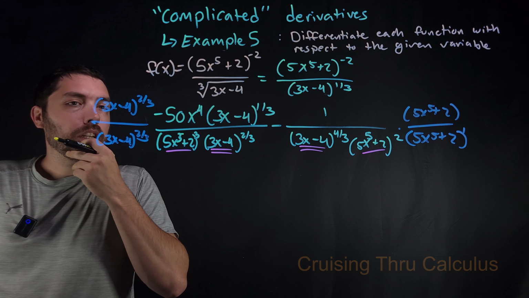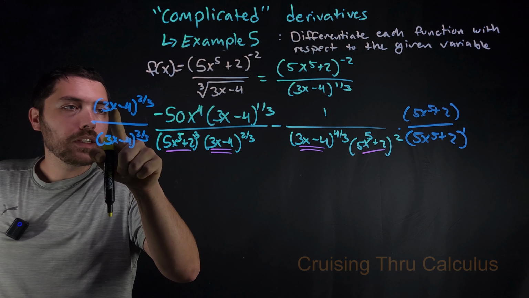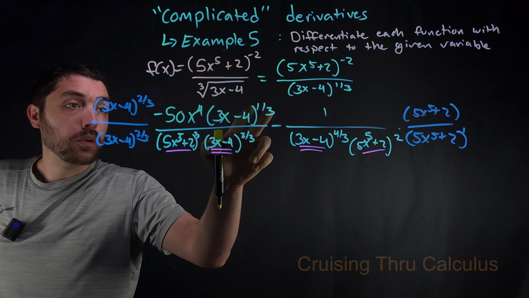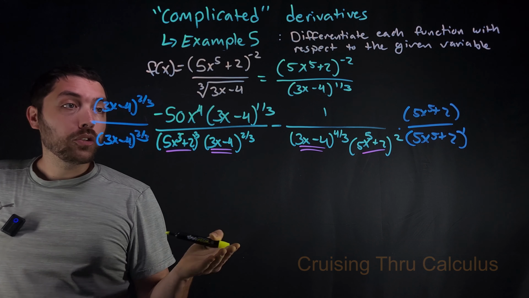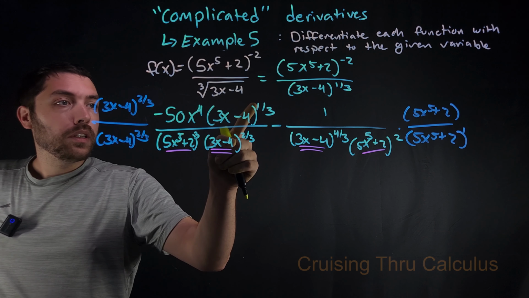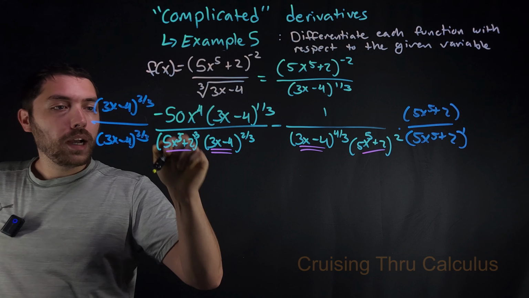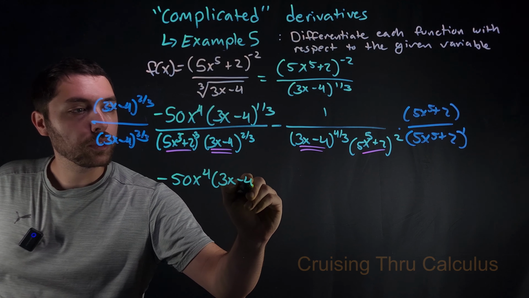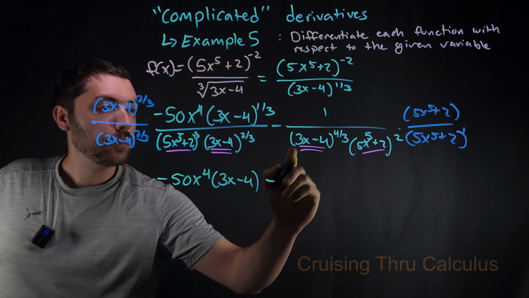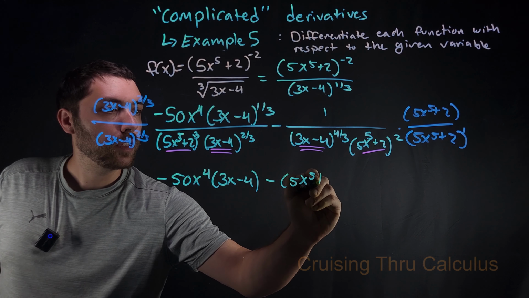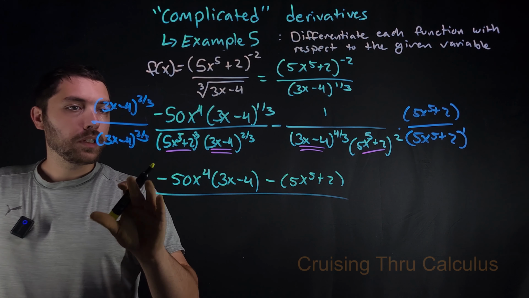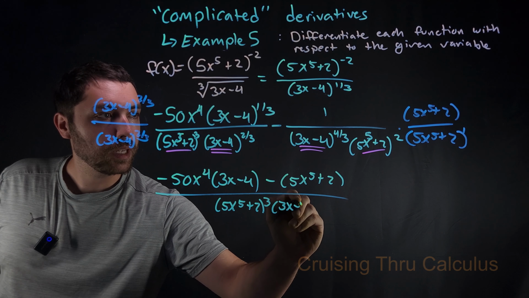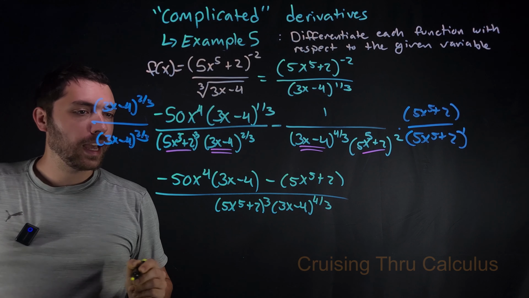Okay, now, let's take a look here. I'm also going to have to multiply this by this up here. And I notice that we have a 3x minus 4 to the 2/3 and a 3x minus 4 to the 1/3. So when I multiply those, I also have to add the exponents. And 2/3 plus 1/3 is just 1. So here's what we're going to get. We're going to get negative 50x to the 4th times 3x minus 4 to the power of 1 minus this piece over here, 5x to the 5th plus 2, all over the denominator, which is 5x to the 5th plus 2 cubed, and then 3x minus 4 to the 4/3, like that.